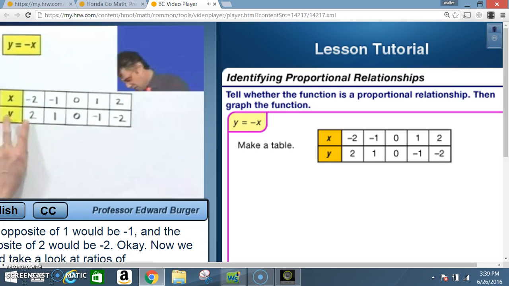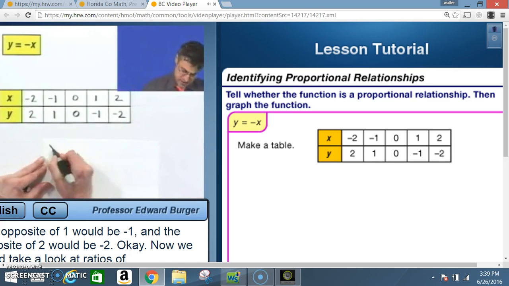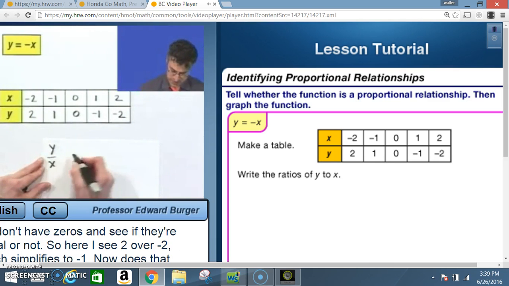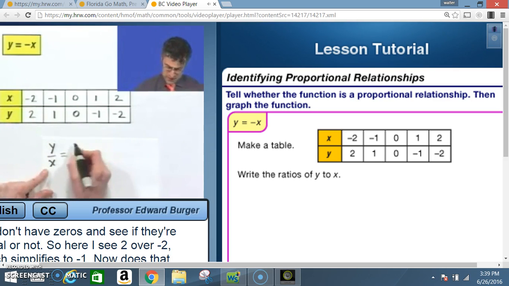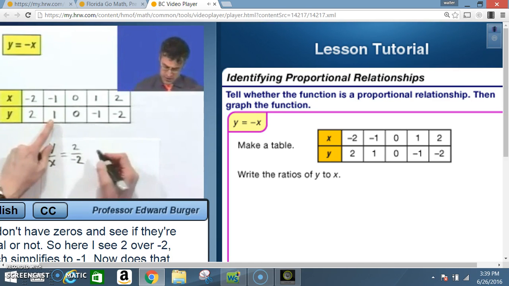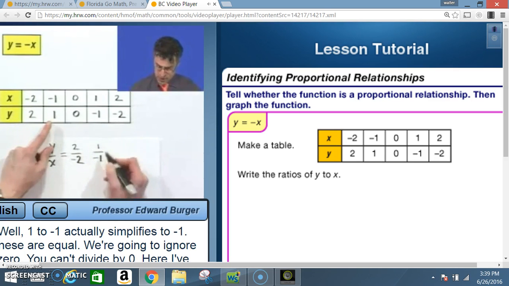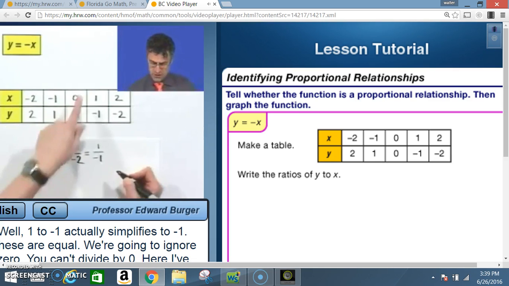Okay, now we could take a look at ratios of corresponding y to x, as long as we don't have zeros, and see if they're equal or not. So here I see 2 over negative 2, which simplifies to negative 1. Now, does that equal the ratio here of 1 to negative 1? Well, 1 to negative 1 actually simplifies to negative 1. So these are equal.